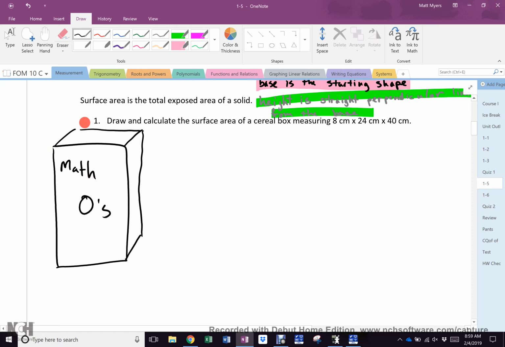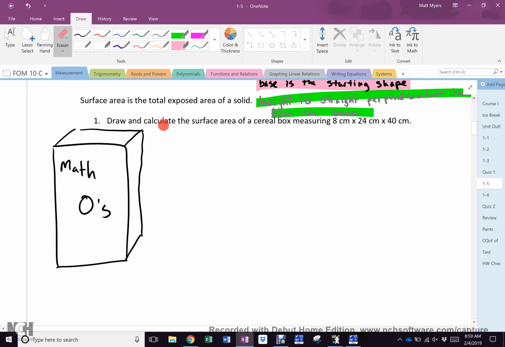Everybody understand? That's the math formula. Now in reality, you guys all want to say, this is the base and this is the height, don't you? Because the cereal box stands up in your cupboard like that. Everybody with me? Does it matter? Not really. So we're all cool, right?